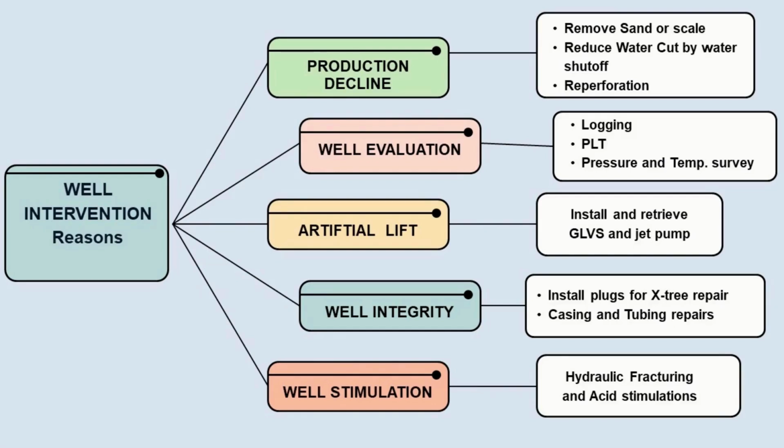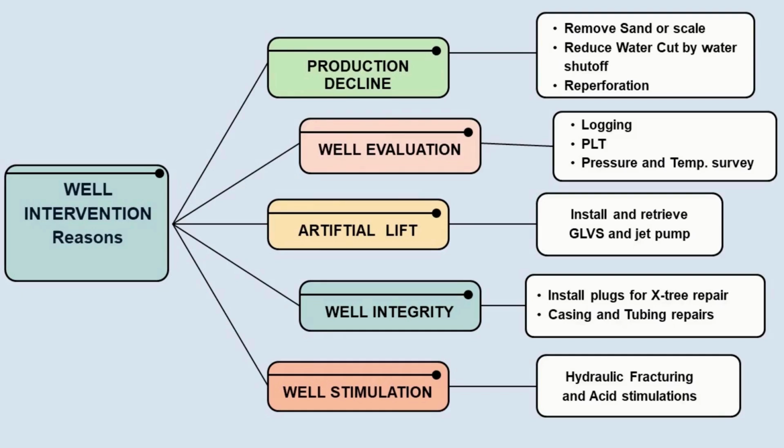3. Well evaluation and cleanup. A major issue is the accumulation of debris, like sand or scale, which reduces the flow. We intervene to remove these blockages. We also perform well evaluation. This is when we run logging tools, like a production logging tool, PLT, or tools to measure pressure and temperature downhole. This evaluation tells us where the fluid is coming from and how much is being produced, which is key to planning the next steps.